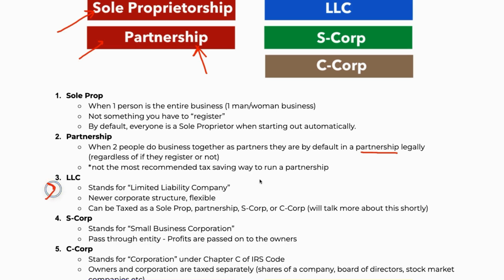An LLC stands for a limited liability company. It is one of the newer corporate structures. It is very flexible. We will talk about that in depth later on. An S Corp stands for a small business corporation. It is a pass-through entity. Again, you don't have to know what that means, but just kind of an overall understanding. And then a C Corp stands for a big corporation, Chapter C of the IRS code. Typically when you think of those big companies with stock market and board of directors, they are normally a C Corp.